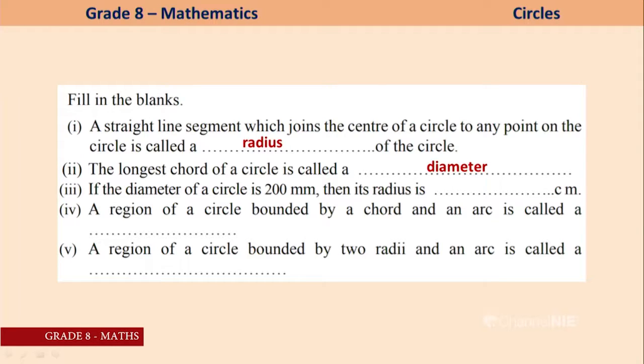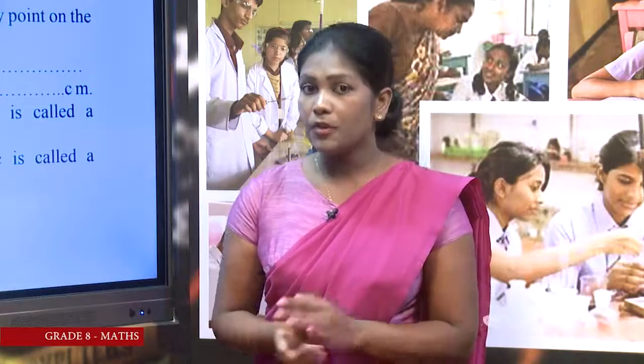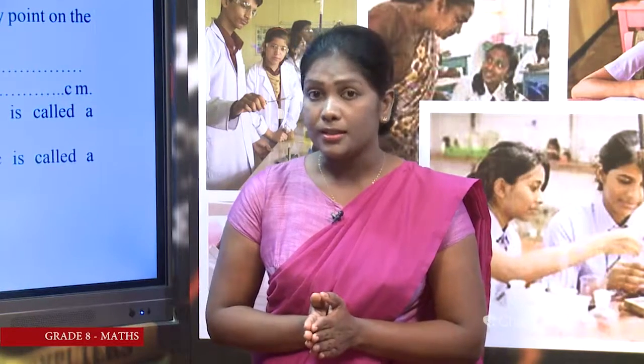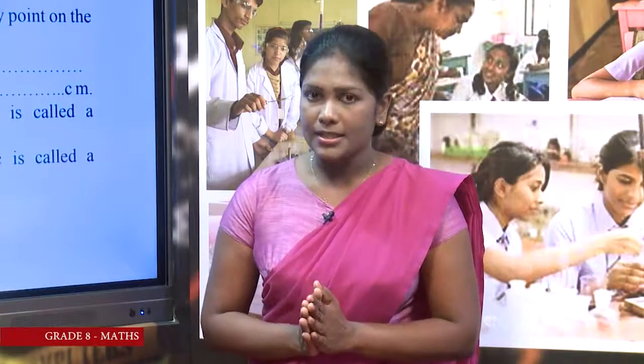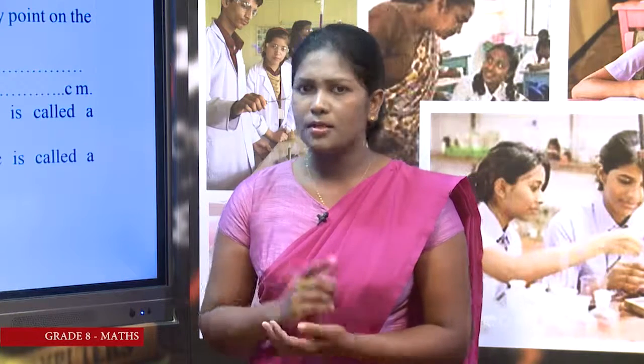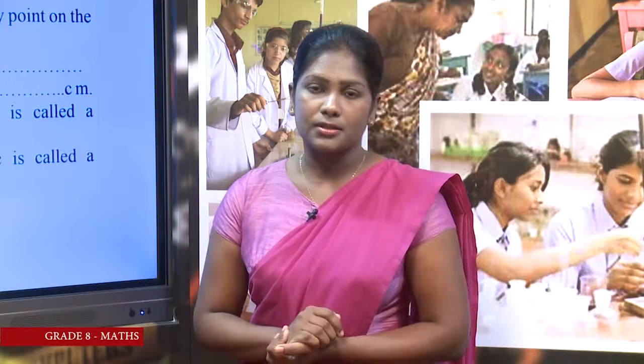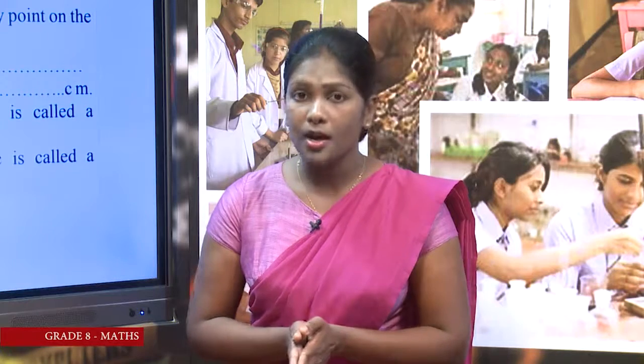The third question, if the diameter of the circle is 200 millimeters, then its radius is blank centimeters. Look at that question, 200 millimeters, diameter is 200 millimeters. Then, what is the relationship between diameter and radius? Yes, twice the radius is equal to the diameter. Then diameter is 200 millimeters. So, what is the value of radius? Yes, radius equals 100 millimeters. 200 divided by 2, you can obtain 100 millimeters.